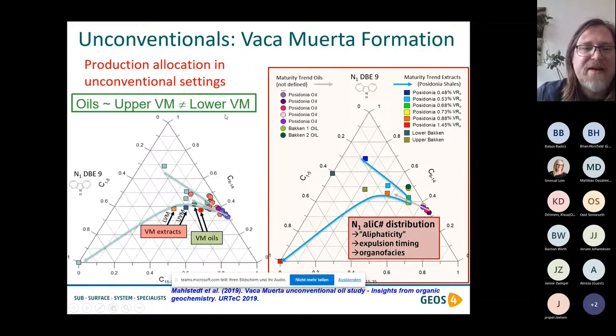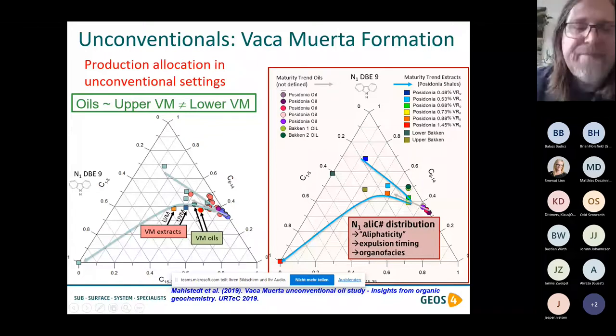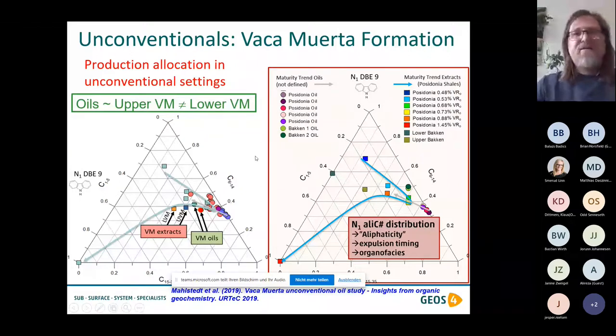So using the same data, but for the Vaca Muerta formation, for oils and extracts from the Vaca Muerta formation, I want to demonstrate that this same data can also be used for production allocation in unconventional settings, meaning that the composition of the extracts should be closest to that of the produced oils when production occurred from this interval. We know for the Vaca Muerta formation in this case that production occurred from the upper Vaca Muerta, and we see nicely here that the oils plot closer to the upper Vaca Muerta extracts than the lower Vaca Muerta extracts, which are a little bit more mature, let's say.